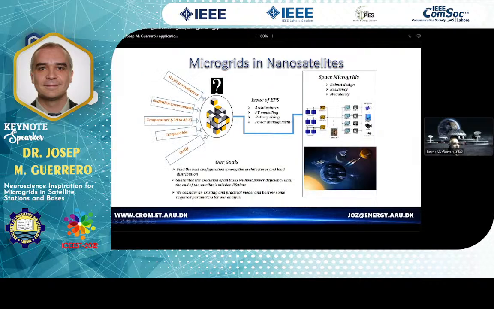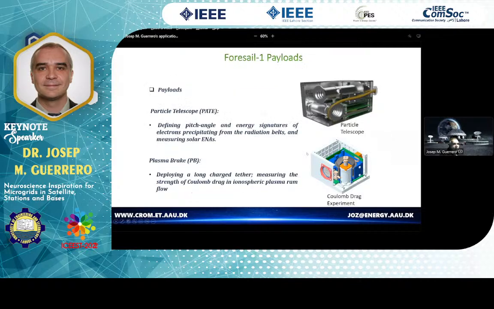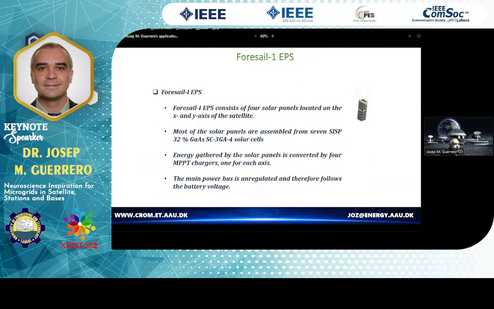So many things have to be considered here, apart from the radiation environment and drastic levels of temperature. So there are a number of missions right now in the world with CubeSats. There are 3 unique CubeSats in Finland, in which we had particle telescopes and plasma brakes.